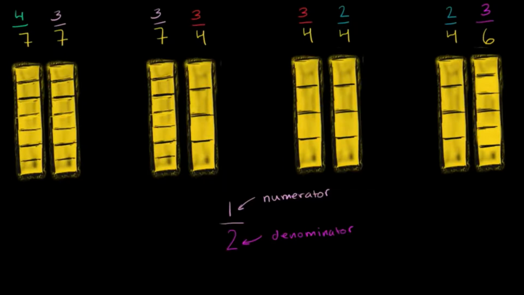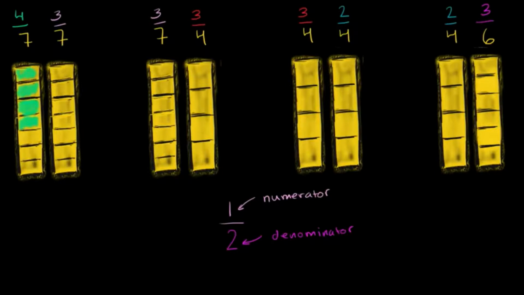So what I can do is I can fill in 4/7. Let me select 4 out of the 7. So that's 1, 2, 3, 4. And the fact that to even get to 4/7, I had to have 3/7 first gives you a good clue that 4/7 is probably larger, or it is larger.